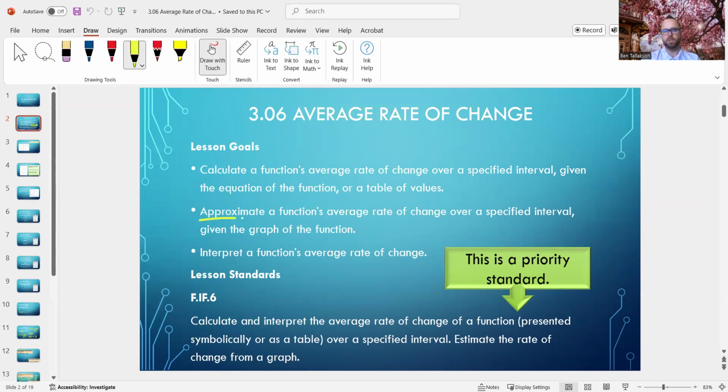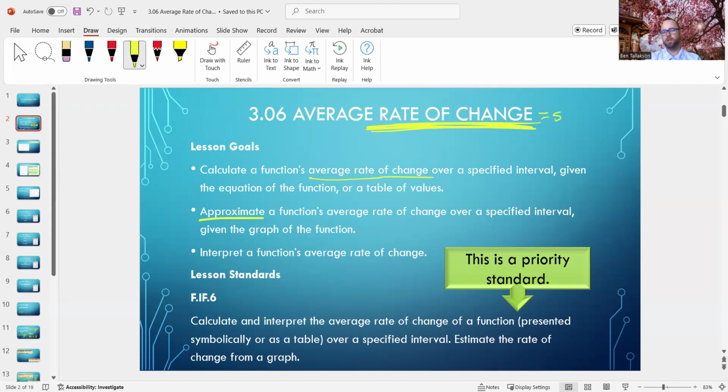So that's interesting. The word approximate, we don't see that all the time. And finally, interpret a function's average rate of change. All of these goals are helping us find different information about the average rate of change. Are there any other math words that you could think of? Maybe when you visualize a graph that is synonymous with rate of change.